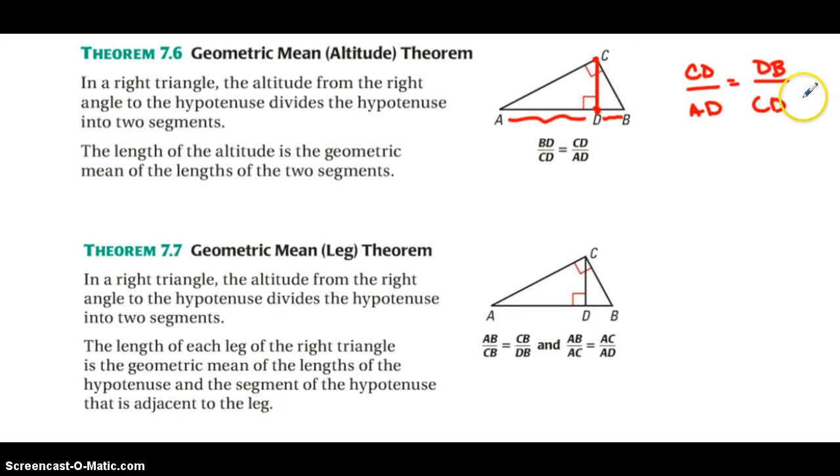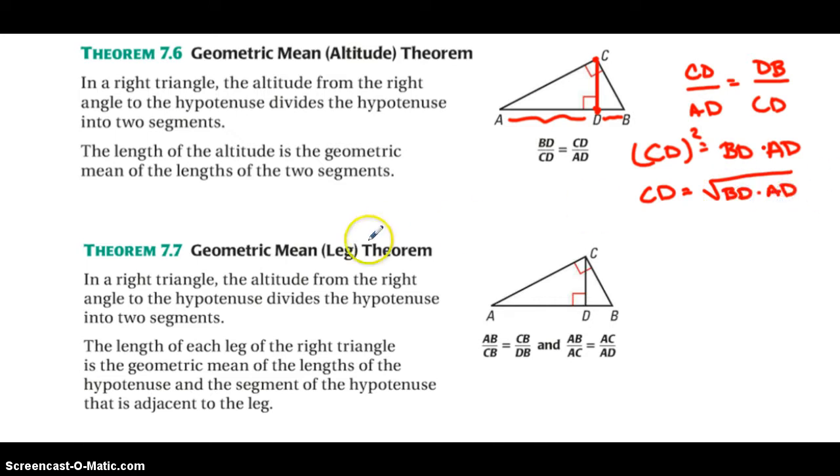Now, we know that we could also just look at the geometric mean as the square of the geometric mean being equal to the product of those two segments. So we don't actually have to set up a proportion. We can say that the length of CD squared is going to equal BD times AD. And we could even take it a step further and say the length of CD is going to be the square root of the product of those two lengths.